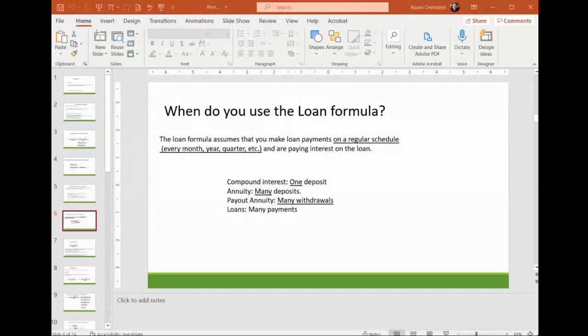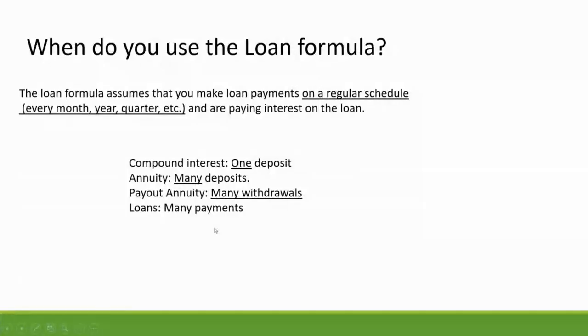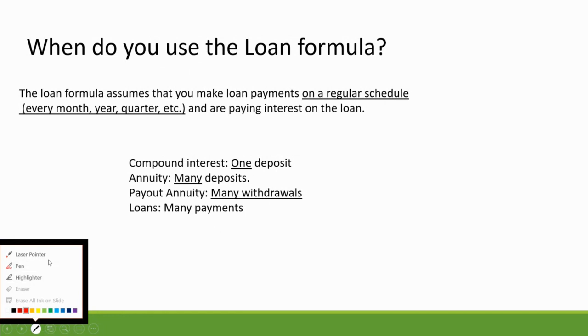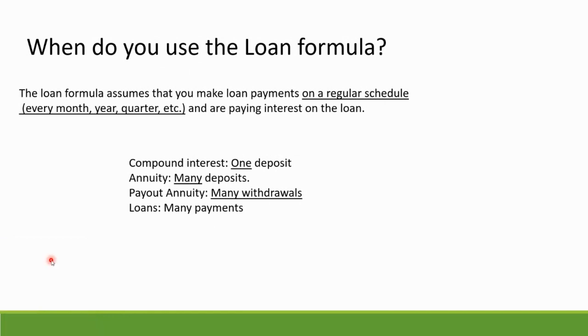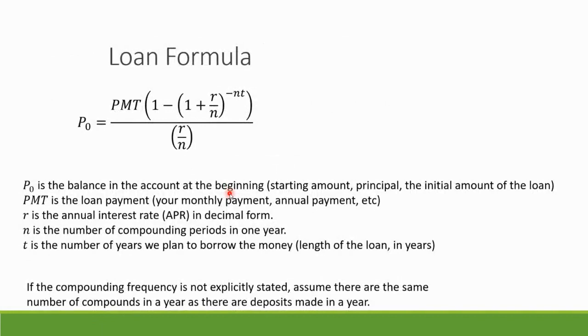Okay, so again, with loans, here it was more realistic in that you're not gonna pay off a loan with just one payment. You're gonna have to make many payments, on a regular schedule is what we're assuming. Is that realistic? I want to say no, but that's what we're assuming here, that the payments are on a regular schedule, like every month, every year, every 3 months. This formula is I think the same as the payout annuity, very similar to that.